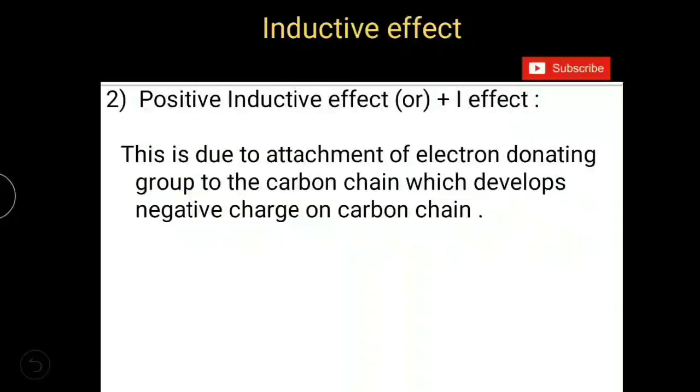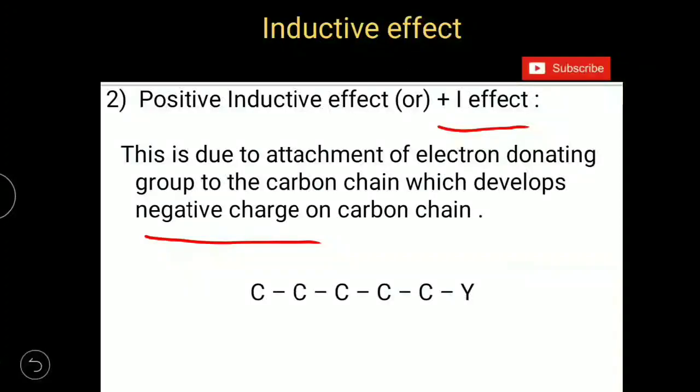Next we come to the positive inductive effect, which is also called the +I effect. Due to attachment of an electron donating group to the carbon chain, which develops negative charge on the carbon chain, that particular inductive effect is called the positive inductive effect.